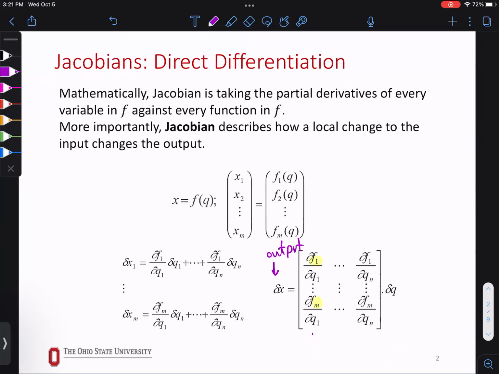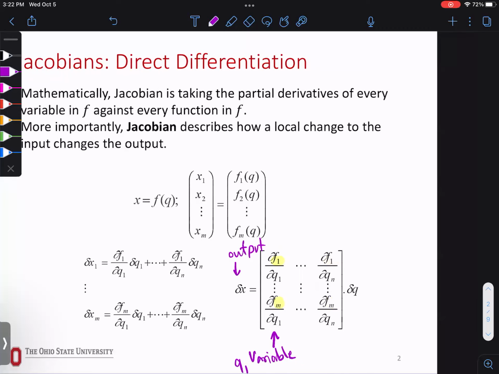So these variables always remain the same. This is variable Q1, for example. So F1, F2, F3 to Fm, all partial derivatives with respect to your first variable, second, third, fourth. Right? So rows and columns depend on the sub-functions and the number of variables that you have. So this is your direct method. How are we going to use it?